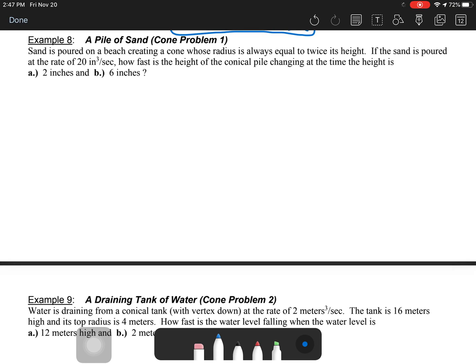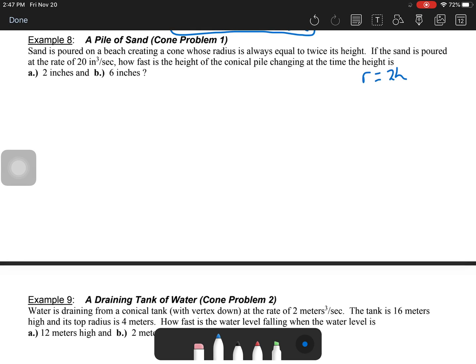All right, so for example 8, it says sand is poured on a beach creating a cone whose radius is always equal to twice the height. So there's a relationship that's important in that first sentence. The radius is always equal to twice the height. I'm going to write that relationship because what you find in these cone problems is that the volume of a cone formula involves both a radius and a height, so it's good to be able to substitute and have your variables all in terms of either r or h, depending on what we're looking for.